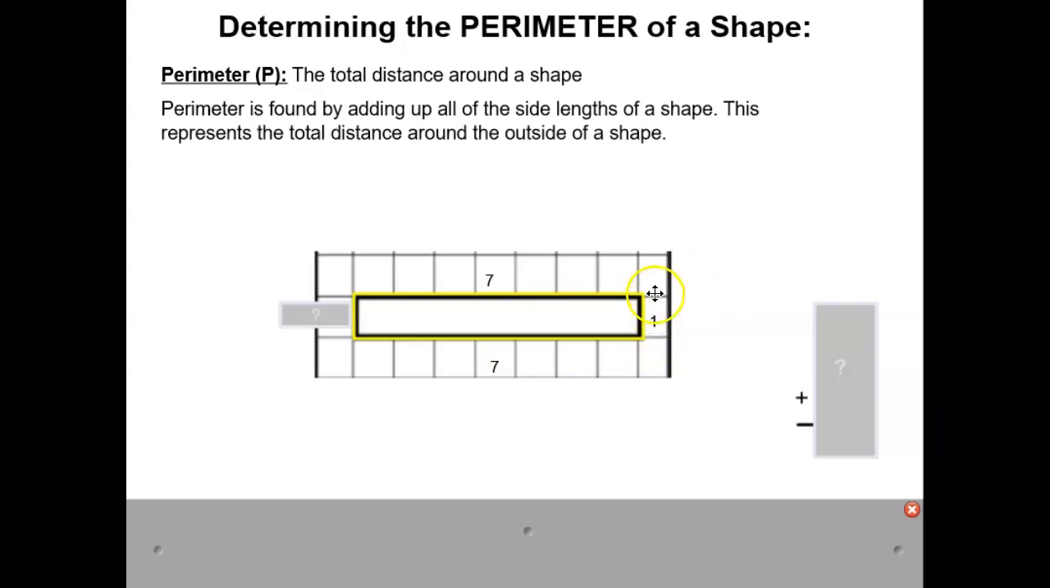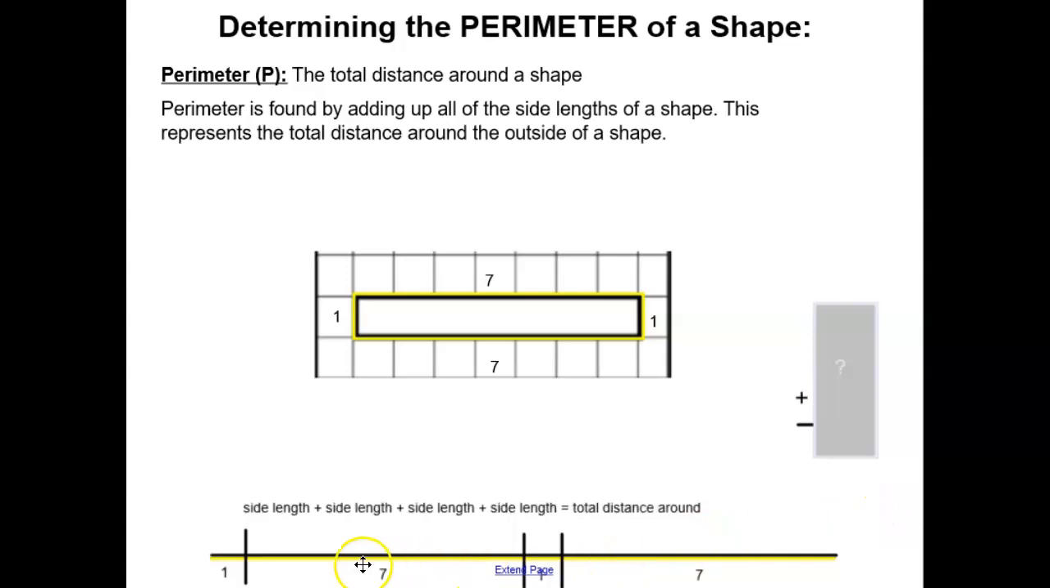Yes, it's only 1 square unit. What about its opposite parallel side? Well, you know it would be the exact same. So let's pretend again that this yellow line is the string that Mrs. Moore used to determine the perimeter. She very carefully lined this string up along the edge of the shape to determine the total distance around the shape. Okay, then she stretched it out to show each side length.